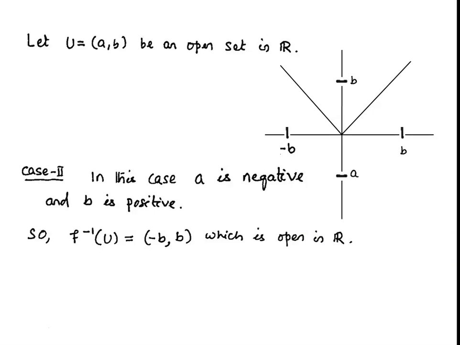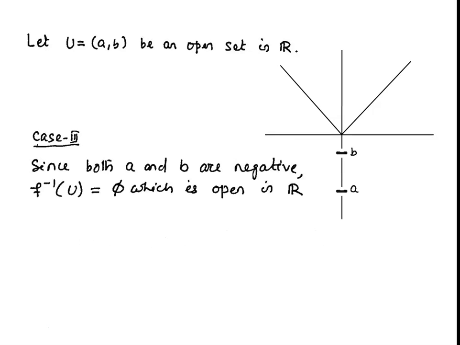Now let us check the third case. In the third case, both A and B are negative. Since both A and B are negative, F inverse U is empty. And empty set is also open in R. So in all the three cases, we have seen that inverse image of U is open. Hence, F is continuous. So absolute value function on real line is continuous.